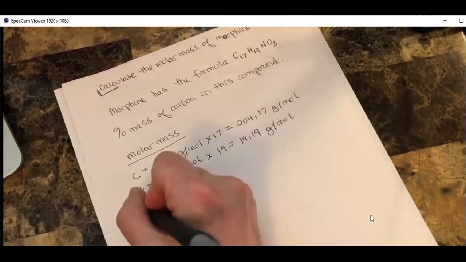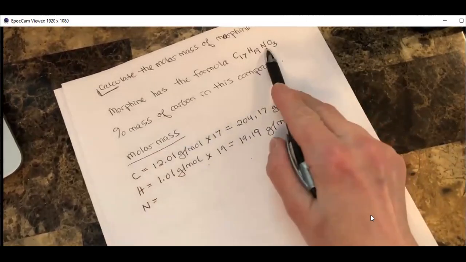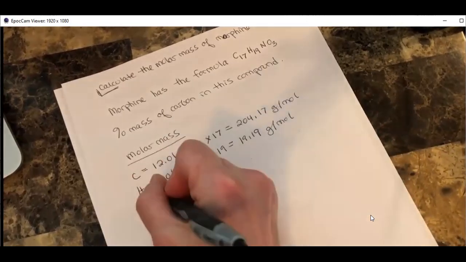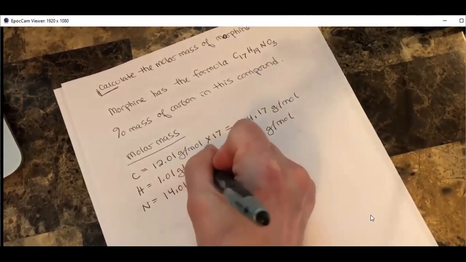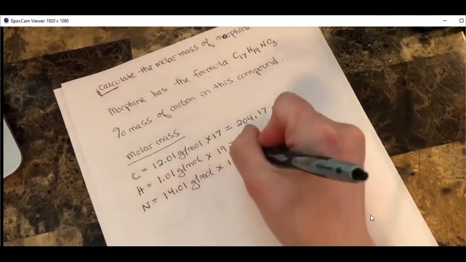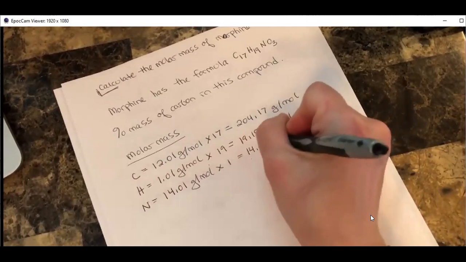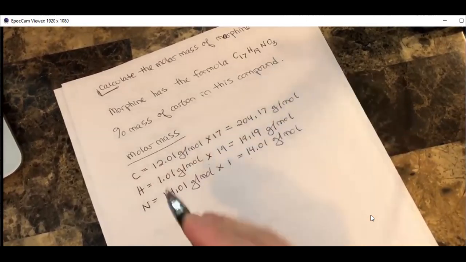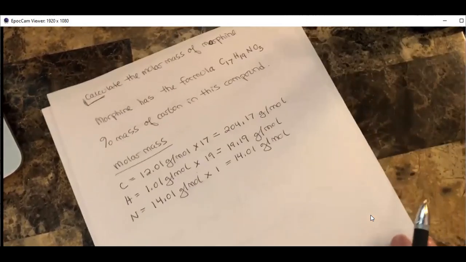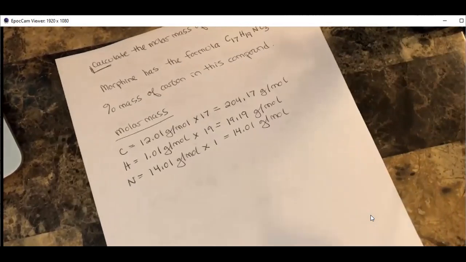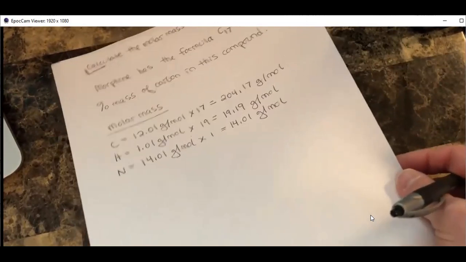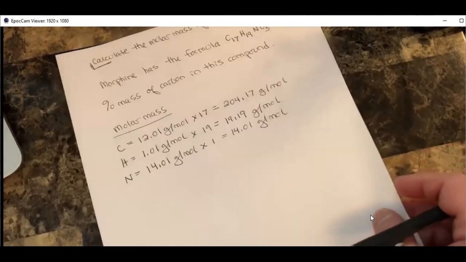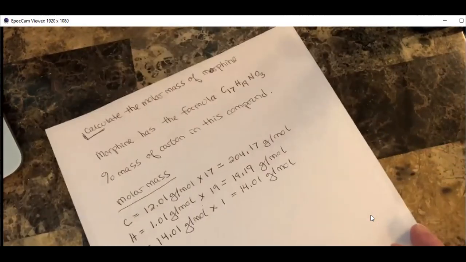Okay, so the next one we need is nitrogen. We only have one nitrogen. Nitrogen is 14.01 grams per mole times 1 is 14.01. I like to do this so I have them all lined up and I can add them up a little bit easier that way. You can do it however works best for you. There is something showing through on the bottom here, so I'm going to move that guy.